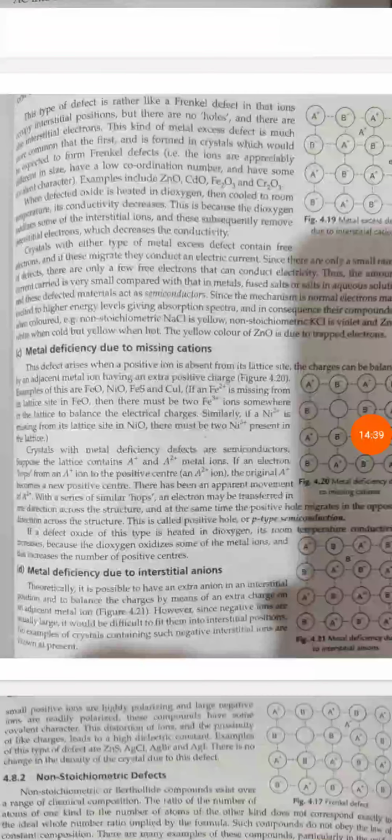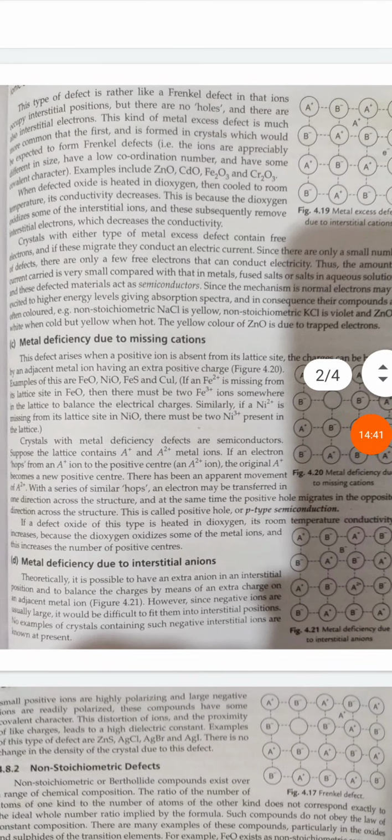Then D is metal deficiency due to interstitial anions. Theoretically, it is possible to have an extra anion in an interstitial position and to balance the charges by means of an extra charge on an adjacent metal ion. However, since negative ions are usually large, it would be difficult to fit them into interstitial positions. No examples of crystals containing such negative interstitial ions are known at present.